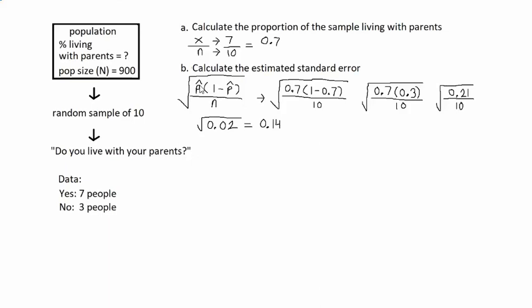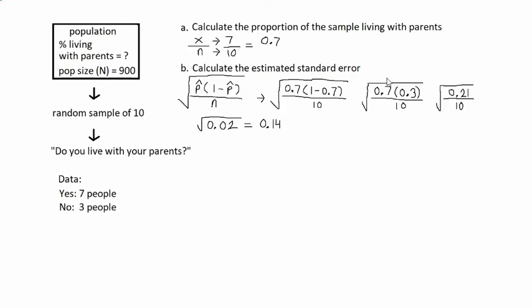And we already know that p hat is 0.7 in this situation because the proportion of the sample that lives with their parents is 0.7. So our p hat sample proportion is 0.7. We plug that in as a substitute for p. And now we do 0.7 times 1 minus 0.7 over 10. So notice how this formula is almost the same as it was before, except p hat has replaced p.